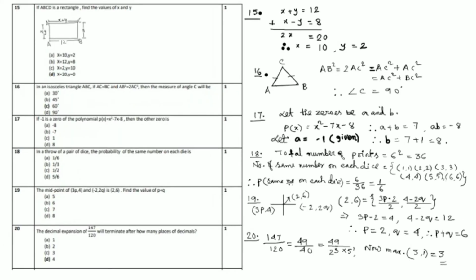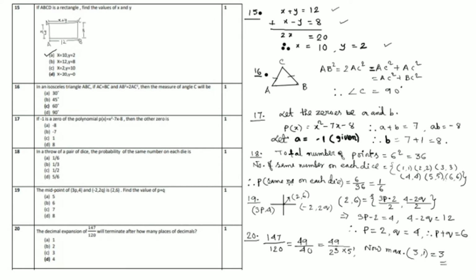Now in problem number 15, if ABCD is a rectangle, find the value of x and y. Here it is given the length is equal to 12, and it is marked as x plus y, and the breadth is equal to 8 centimeter, and here it is given x minus y. We know that in a rectangle opposite sides are same, therefore x plus y will be 12 and x minus y will be 8. So after adding these two equations, we get 2x equal to 20, therefore x equal to 10, and y is equal to, subtracting 10 from 12, it will be 2. So the option x equal to 10, y equal to 2, A will be right.